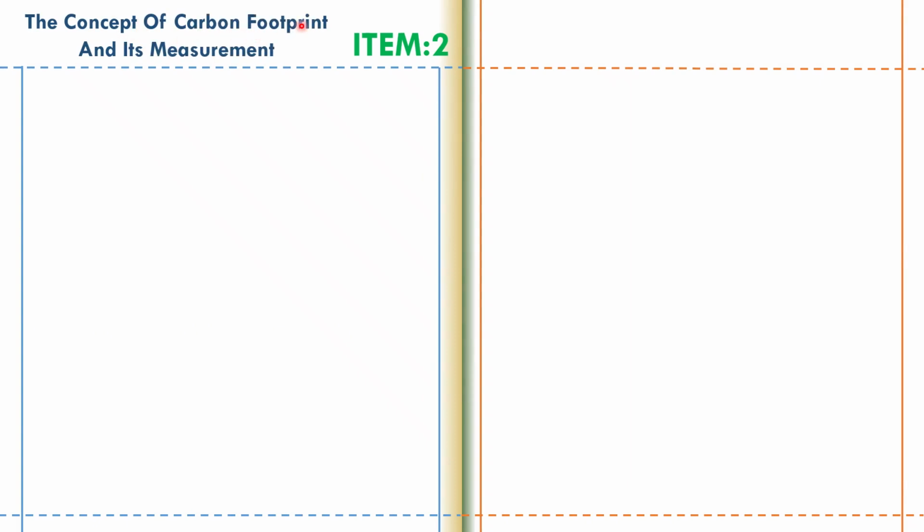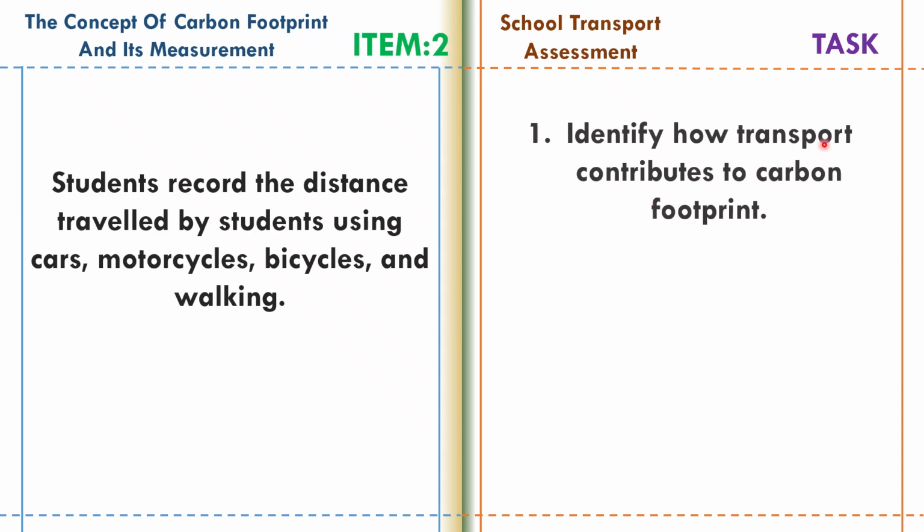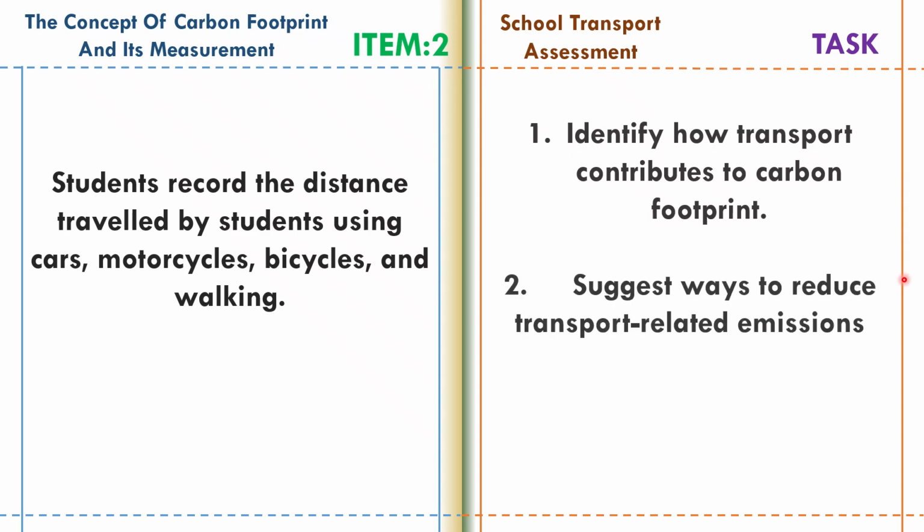The concept of carbon footprint and its measurement. Item 2. Let's now look at school transport assessment. Students record the distance traveled by students using cars, motorcycles, bicycles, and walking. Task. Identify how transport contributes to carbon footprint. Suggest ways to reduce transport-related emissions.